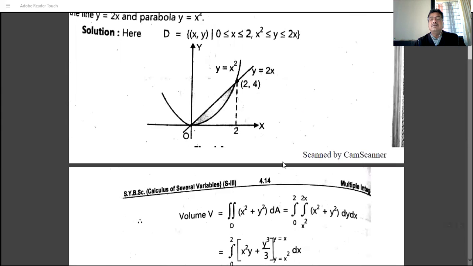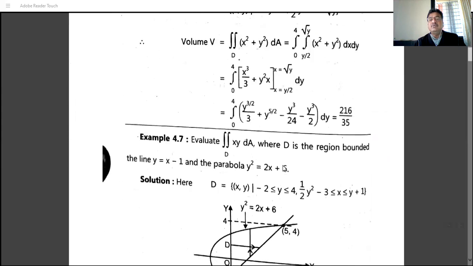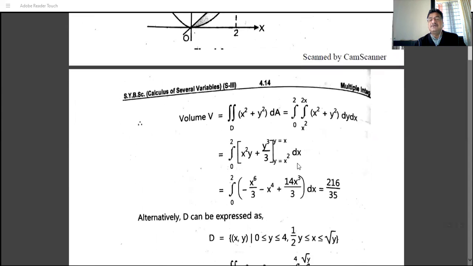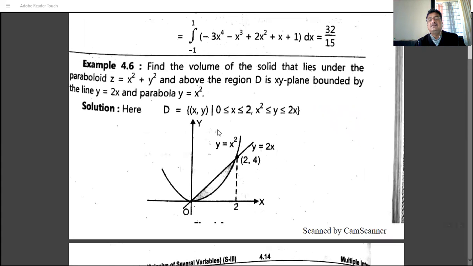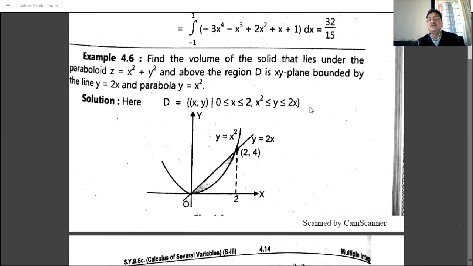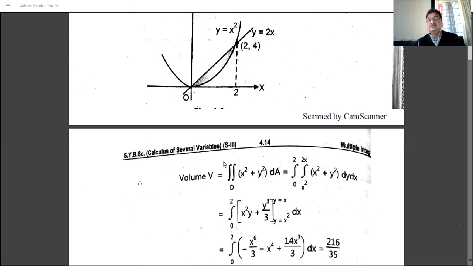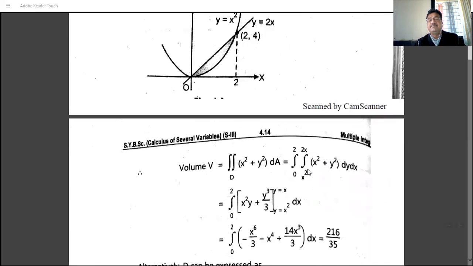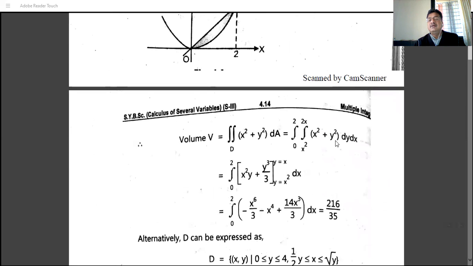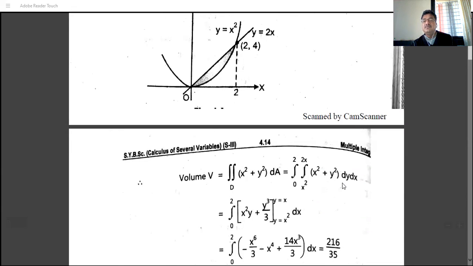And then we have to integrate, suppose with respect to x first, and then with respect to y first. Here with respect to y first, then this double integration, volume of the solid is equal to double integration of x square plus y square, that is z dA. And then first we have to integrate, suppose first with respect to y. Then what are the limits of y?